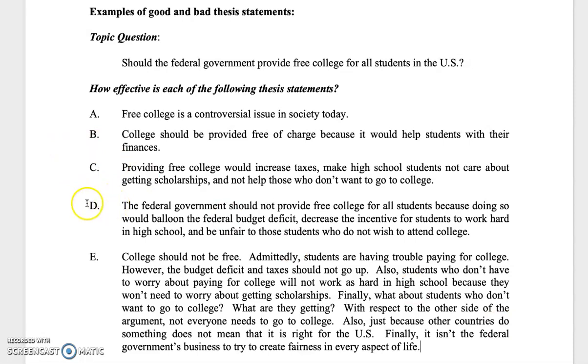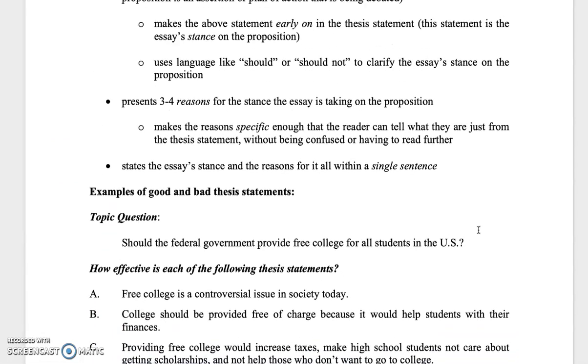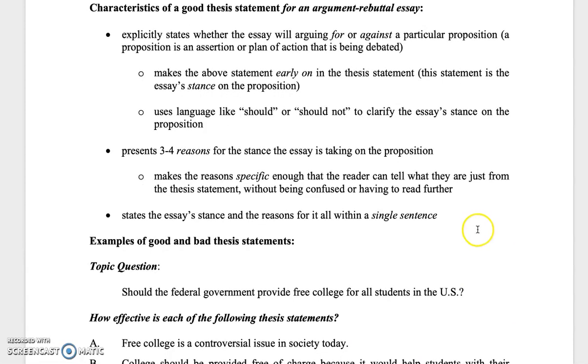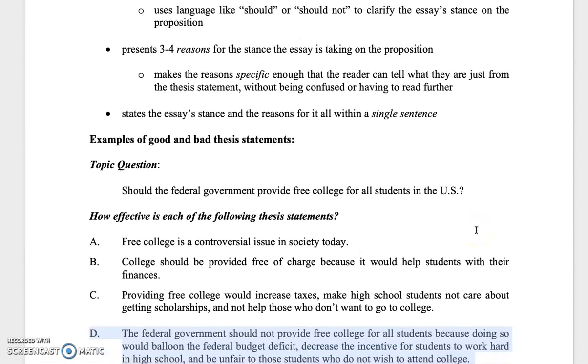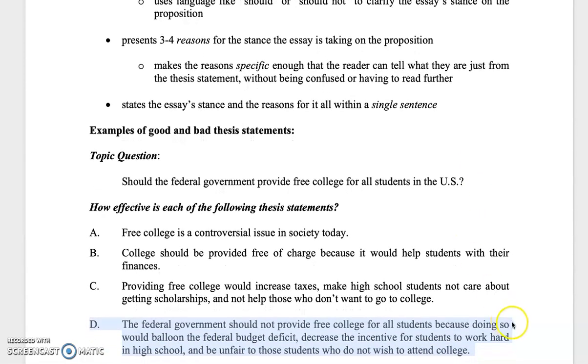So if we're looking for our good model here, it's D, which uses the structure we talked about here: begin with a stance, end with reasons, and if you do that, you're going to have an effective thesis statement for an argument rebuttal essay.